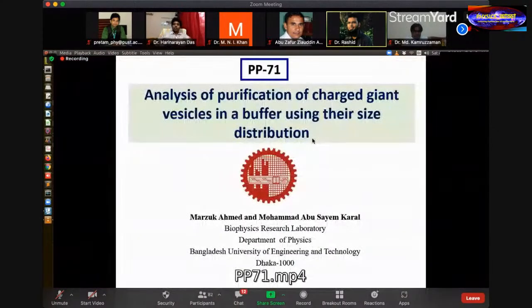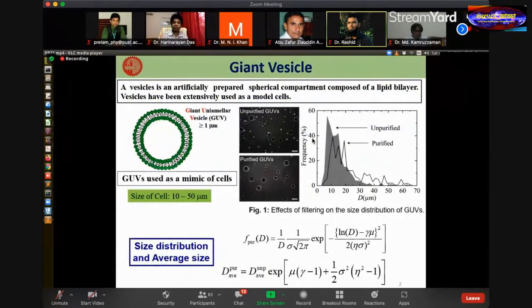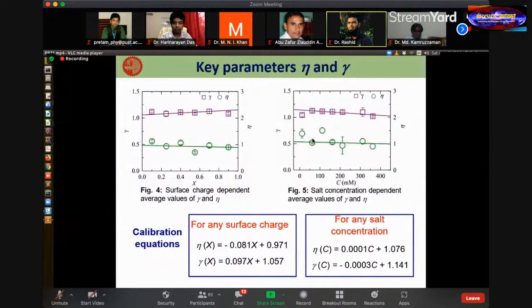Myself, Marjuka Ahmed from Biophysics Research Laboratory, Department of Physics, BUET. Giant unilamellar vesicles, GUVs, are mimic of biological cells. Purification of GUVs is necessary to remove lipid aggregates and smaller vesicles. Hence, GUVs can be used in various research such as cancer cell destruction experiments, drug delivery, interaction with nanoparticles, and peptides. We have analyzed the purification of charged GUVs in a physiological buffer and found two key parameters.